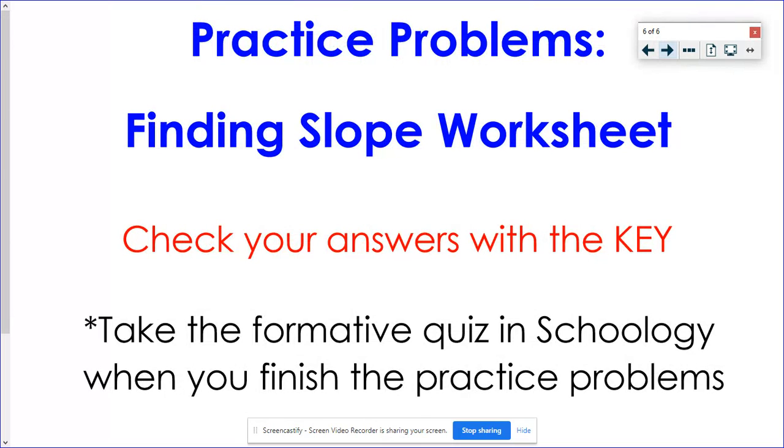So hopefully that was enough of a review. Today's worksheet is going to have, again, like yesterday, some problems where you have to count the slope and some problems where you're going to use the formula to find slopes. Make sure you check your answers with the answer key in Schoology and then take the formative quiz when you're all done. Let me know if you need any help.